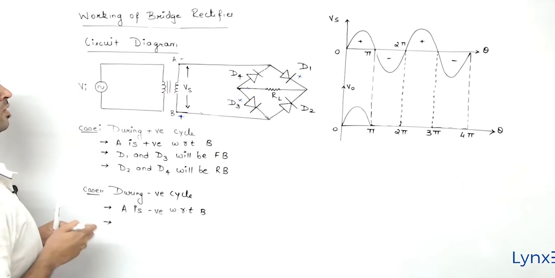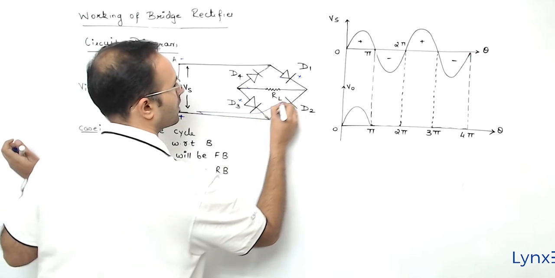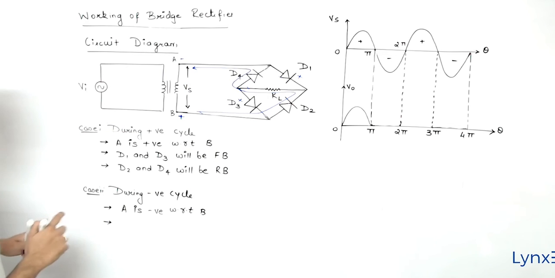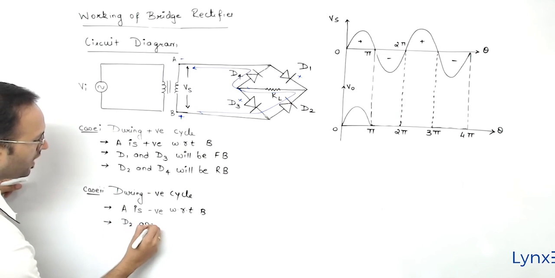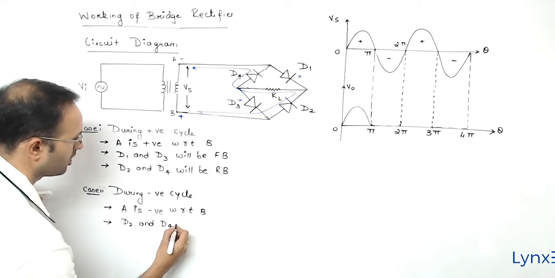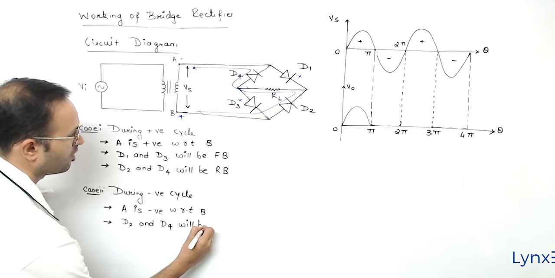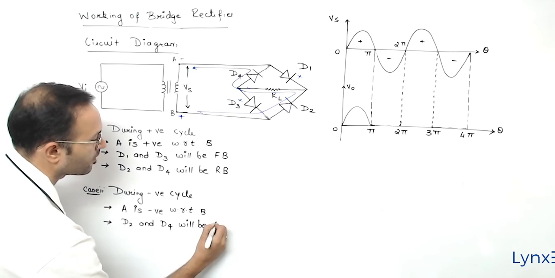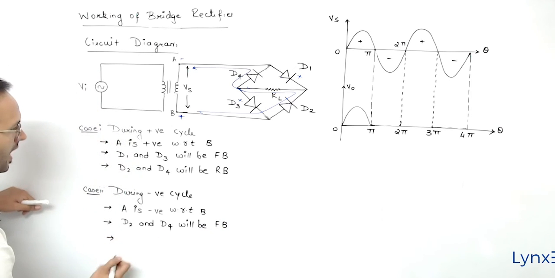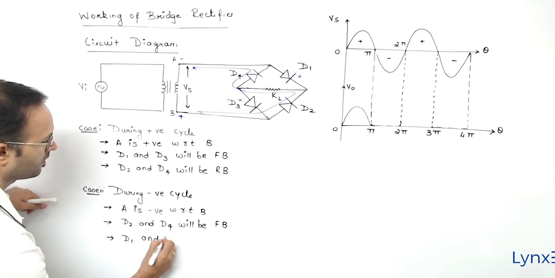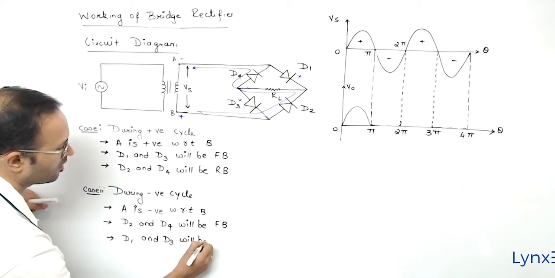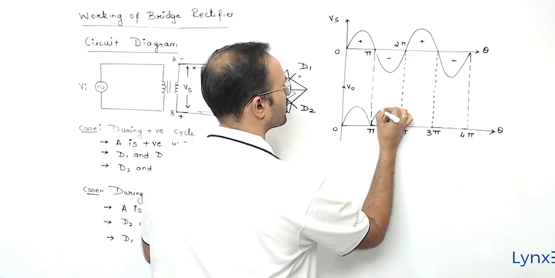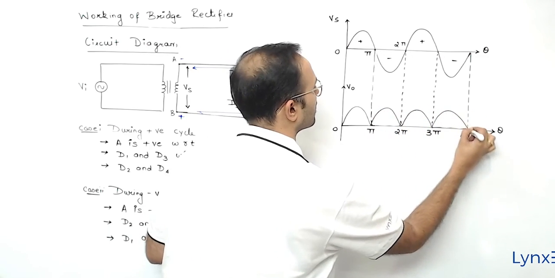So now the current will be flowing in this manner. So diode 2 and diode 4 will be forward biased, sorry for that, and diode 1 and diode 3 will be reverse biased, due to which we will be getting again a rectified output from pi to 2 pi. So this will continue. That's great.